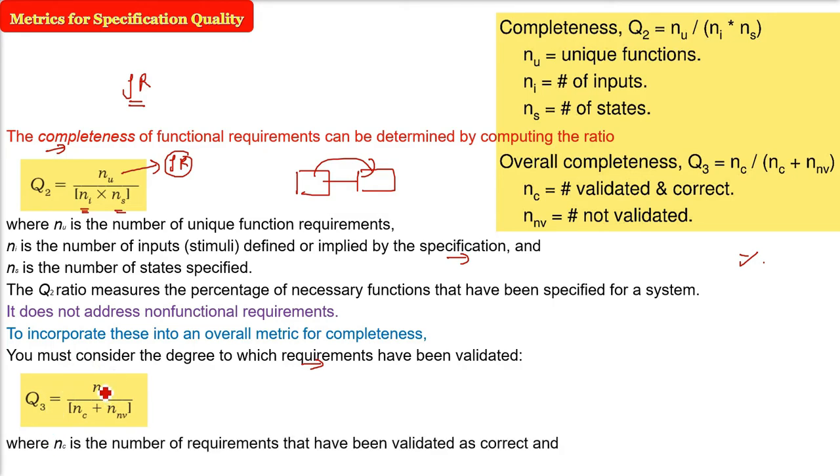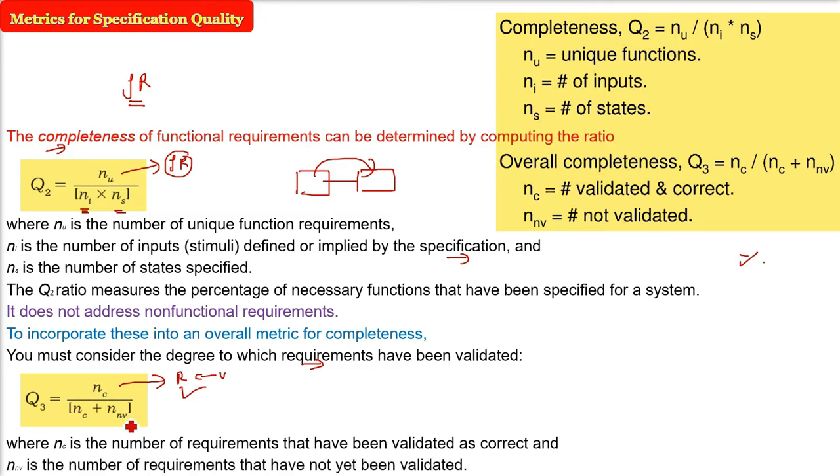Now NC is the number of requirements that have been validated. And we are saying that these are correct. That is why we have NC. They are validated and they are correct. This is NC. What about NV? These are the number of requirements that have not yet been validated. So this is the Q3, which is taking the overall completeness metric. This is how we measure the specification quality.